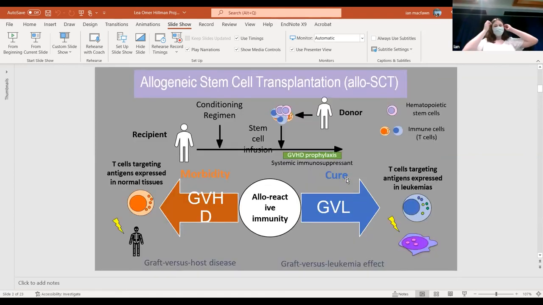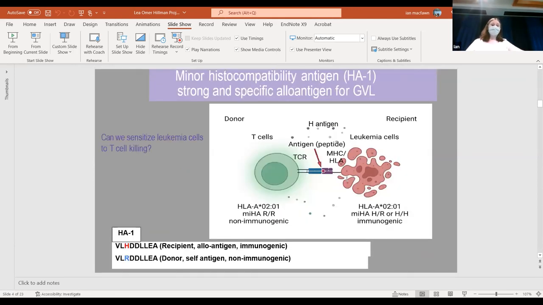So if you look here, I know it's a lot for one slide, but we're focused on the GVL, that is the graft versus leukemia effect. And that just means that the donor cells that get put into the recipient's body are actually fighting the leukemia successfully. And this is really important with the minor histocompatibility antigen. HA1 is what we're focused on in this, and it is a specific alloantigen for graft versus leukemia effect.